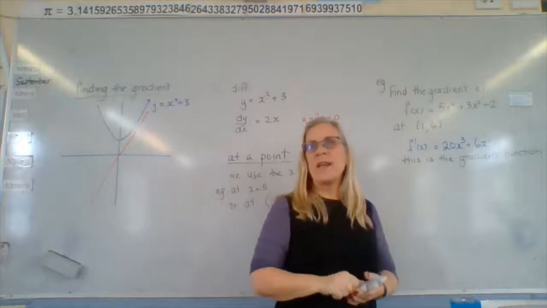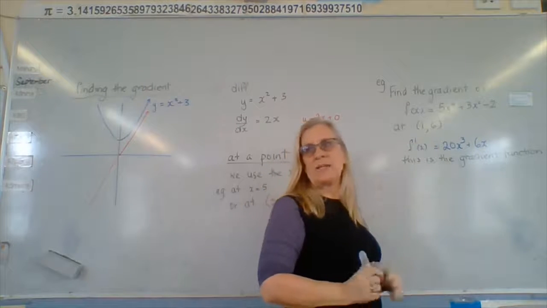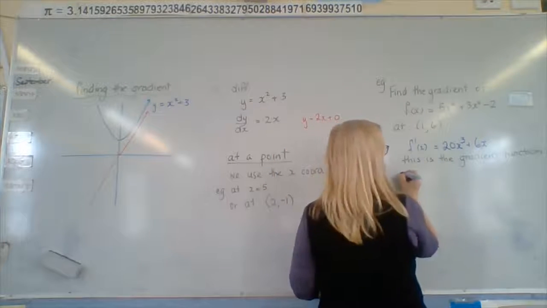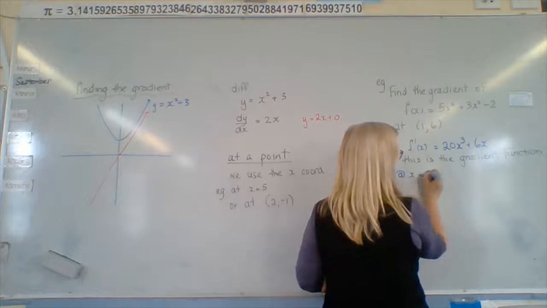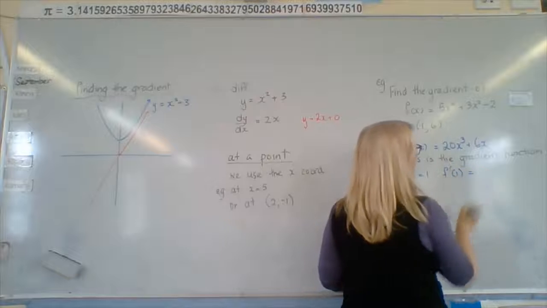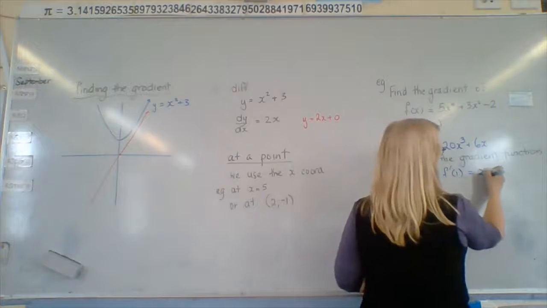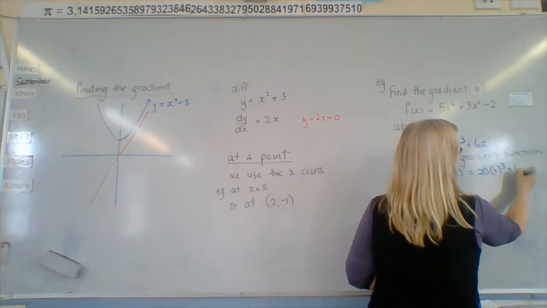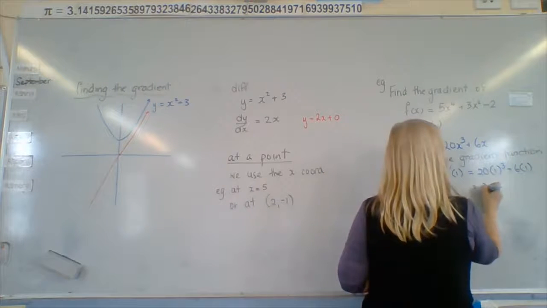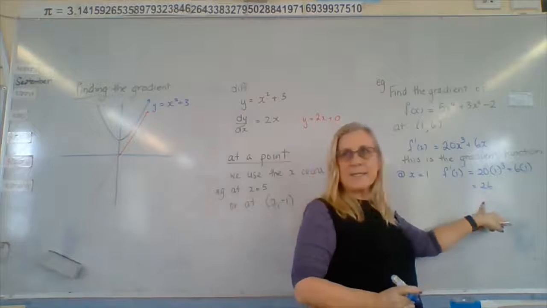It will give me the gradient at any point on that curve I want by substituting the x part of a coordinate. So for 1, 6, I'm only interested in x equals 1. So at x equals 1, f dash of 1 equals, and this will now start to look familiar because we did it the other day, put 1 wherever x is. 20 times 1 cubed plus 6 times 1. 1 cubed is 1, so that's 20 plus 6. The gradient of that curve at x equals 1 is 26.